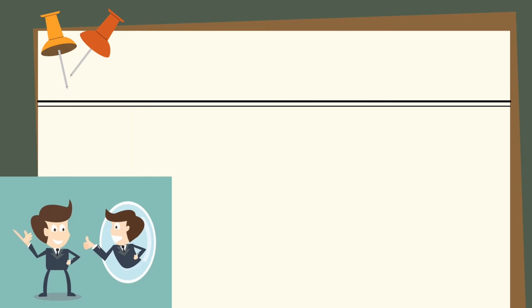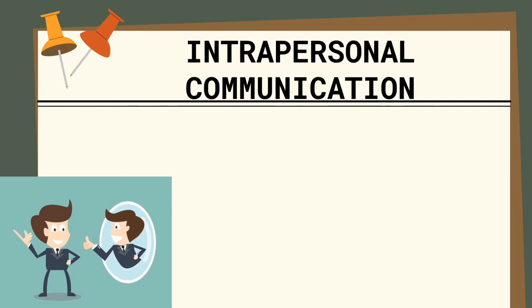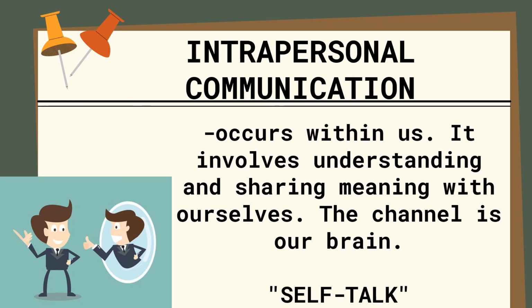Now, let us have the first type of communication, intrapersonal. It occurs within us. It involves understanding and sharing meaning with ourselves. The channel is our brain. This type of communication is also called self-talk.